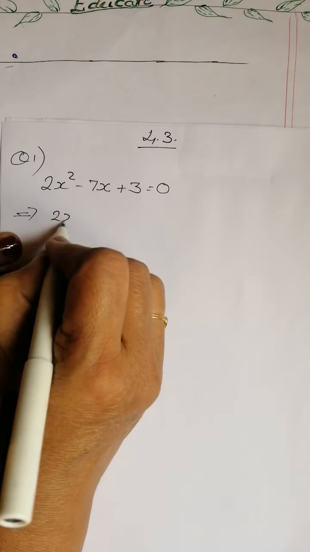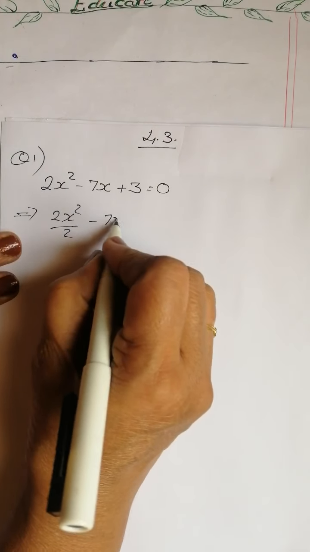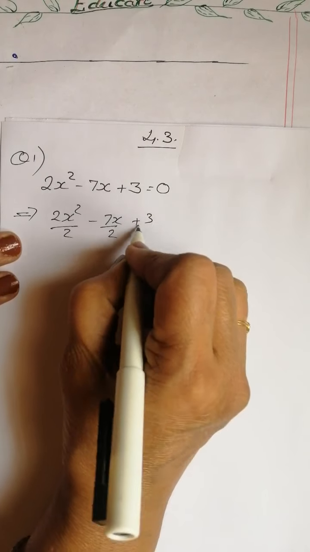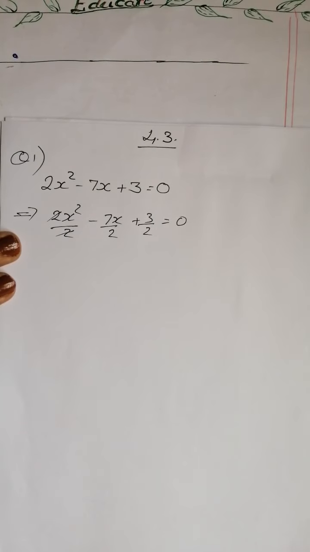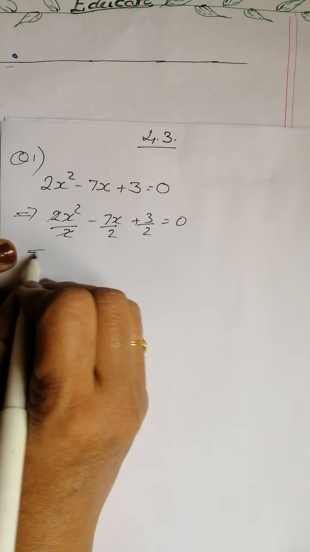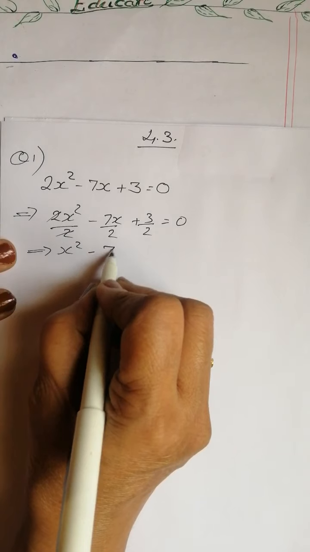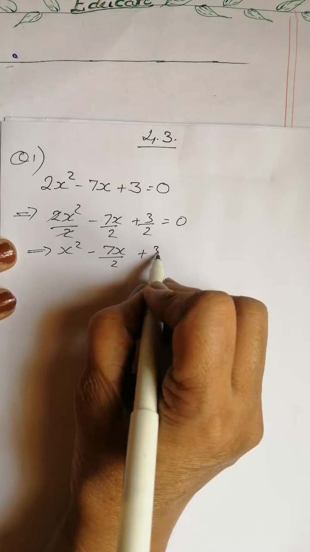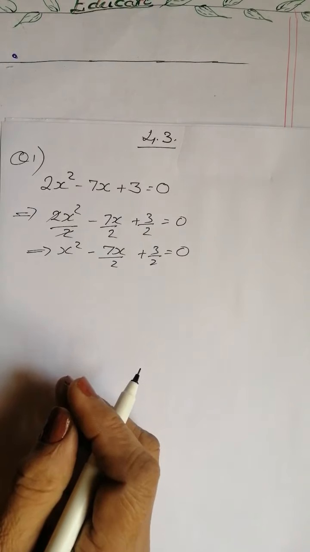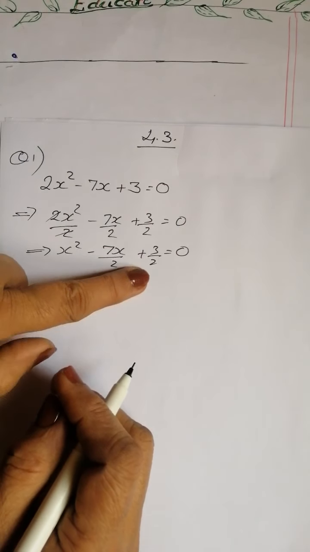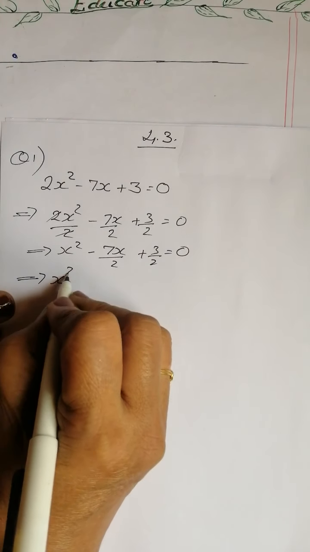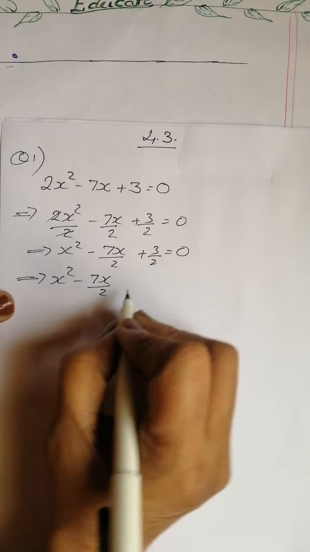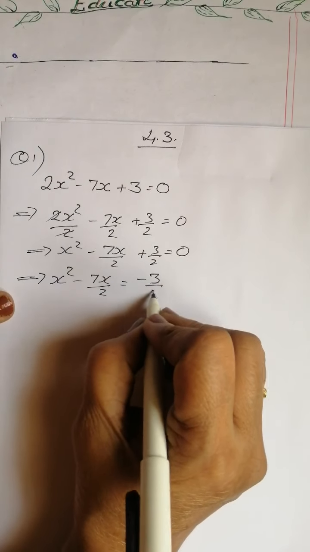So when I divide, what will I get? 2x square by 2 minus 7x by 2 plus 3 by 2 equals to 0. So I can make x square as unity. Is it clear? Yes, your first step is done. So the equation becomes x square minus 7x by 2 plus 3 by 2 is equal to 0. Now what is the second step you have to do? Bring 3 by 2 to the right hand side. Okay. So our equation will become x square minus 7x by 2 equals to minus 3 by 2.